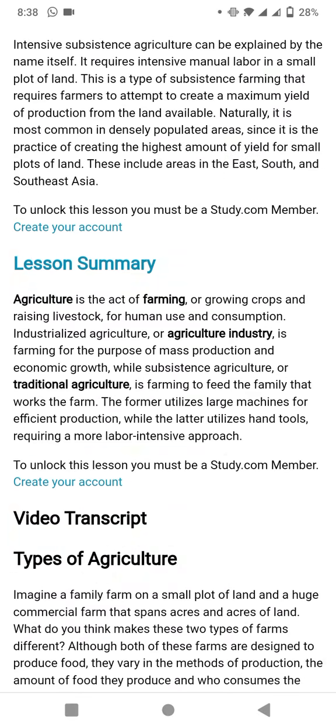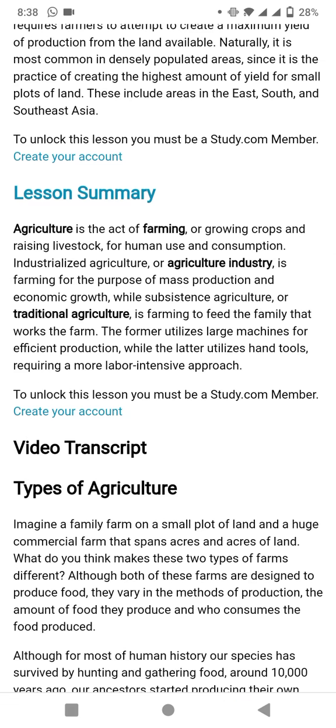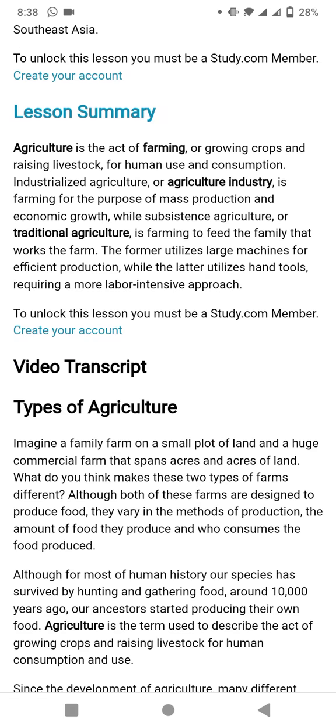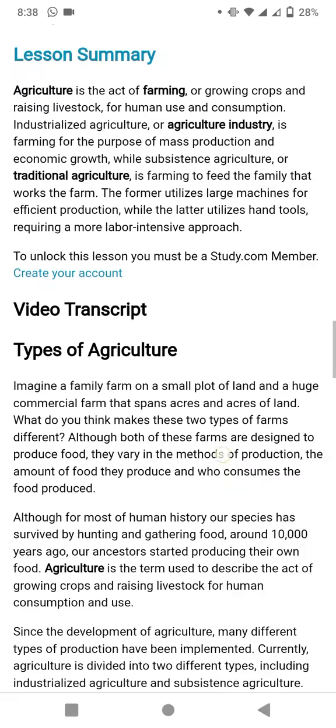Now, lesson summary. Agriculture is the act of farming or growing crops and raising livestock for human use and consumption. Industrialized agriculture is farming for the purpose of mass production and economic growth, while subsistence agriculture, or traditional agriculture, is farming to feed the family that works the farm. The former utilizes large machines for efficient production, while the latter utilizes hand tools and requires a more labor intensive approach.